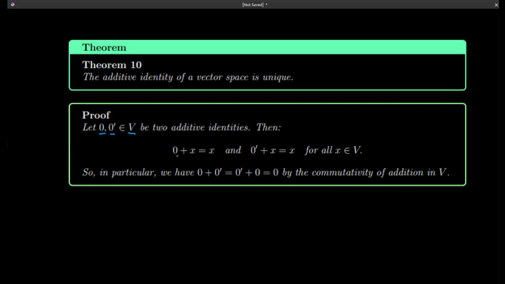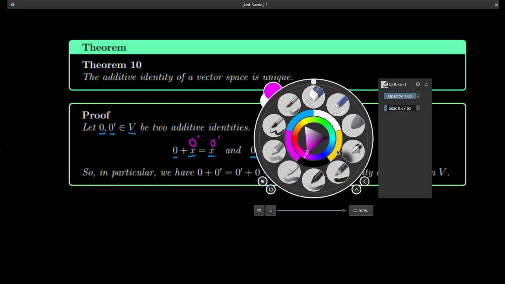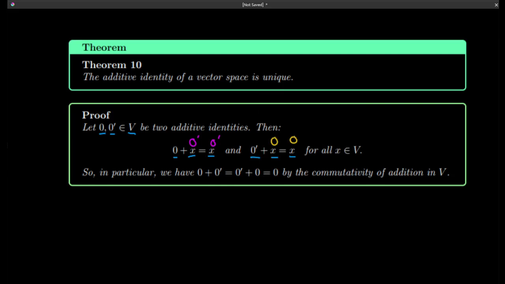First off, since they're additive identities, 0 plus anything is that thing, and 0 prime plus anything is that thing. Okay, cool. Now, in particular, if you plug in 0 prime right here, you get back 0 prime. And if you plug in 0 right here, you get back 0. Okay, look. So I've got 0 plus 0 prime and 0 prime plus 0. Hey, addition is commutative in V. So 0 plus 0 prime and 0 prime plus 0 are the same thing.